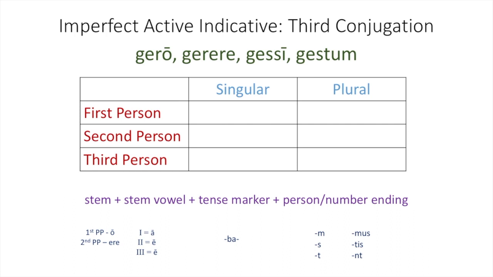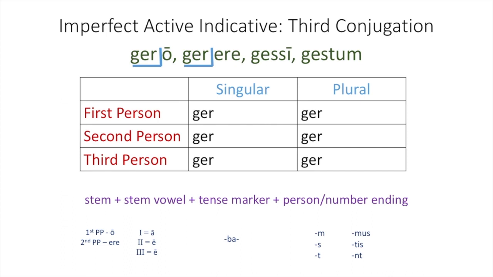Just like for the present tense, you obtain your stem by removing your O or your ERE. So, ger. Then you add the stem vowel. For the imperfect tense, you don't have an I. You use a long E before your BA tense marker. So, gere, and then your BA tense marker, gere ba. So far, it's the same for all of your forms. Then you add in your MST, mus, tis, and ending.